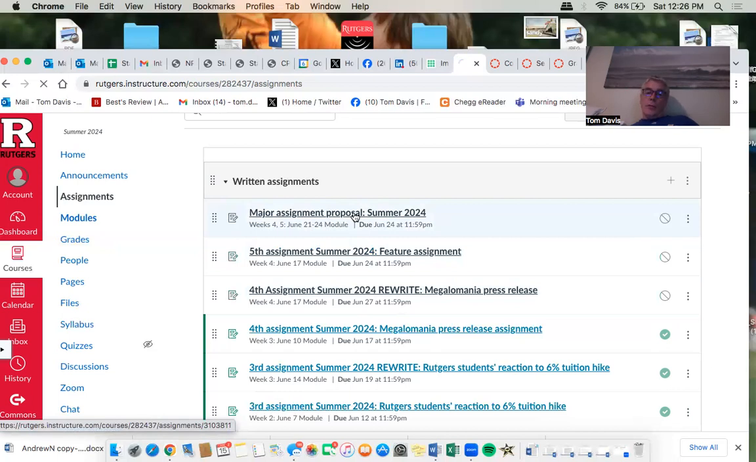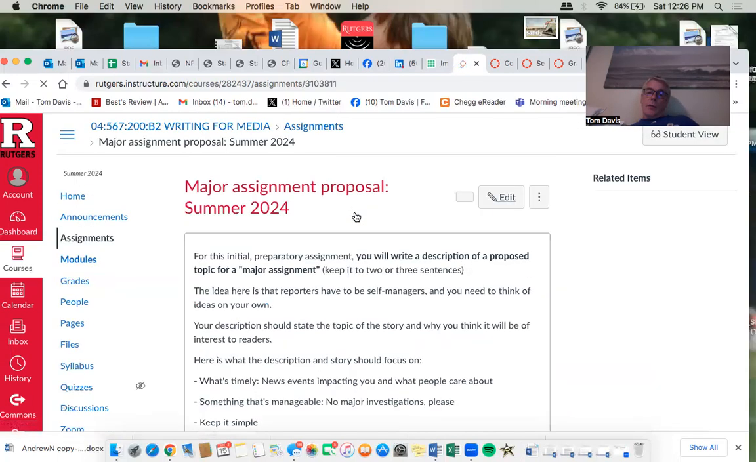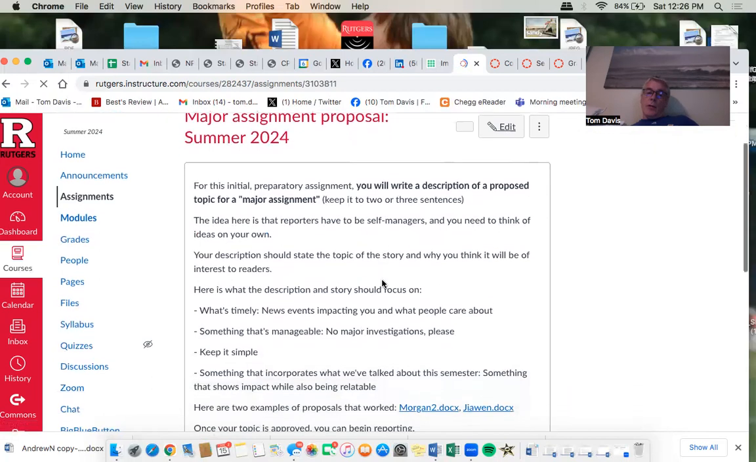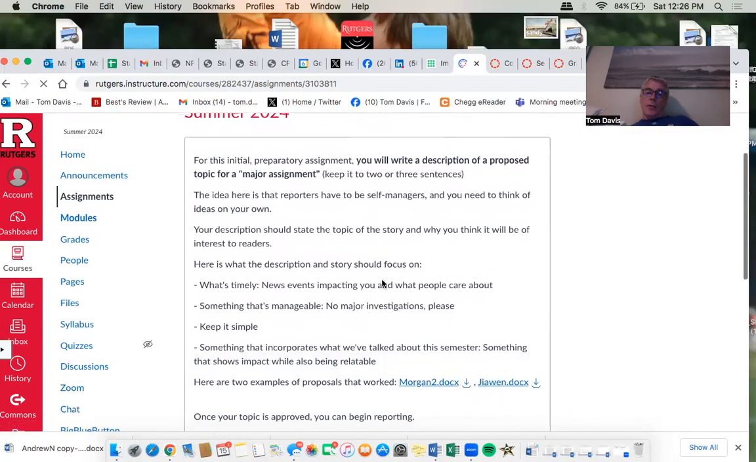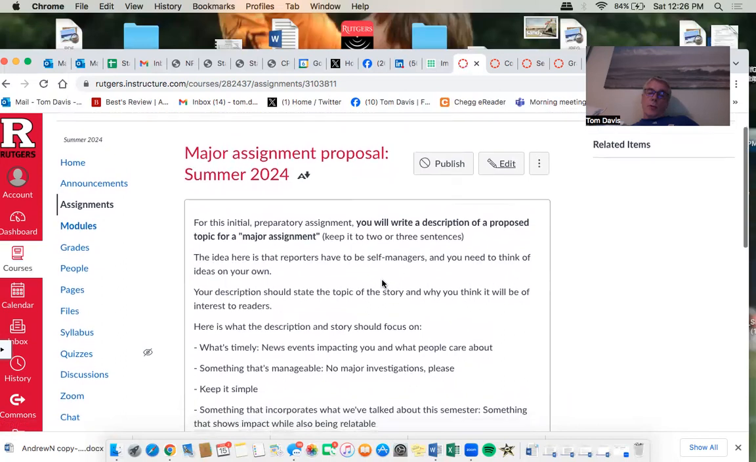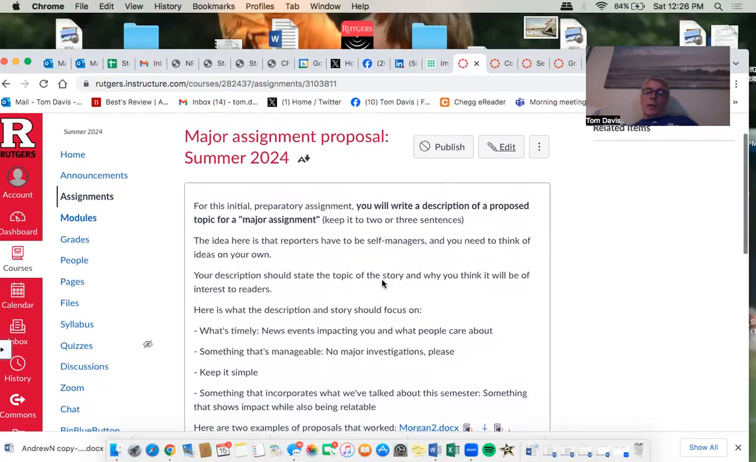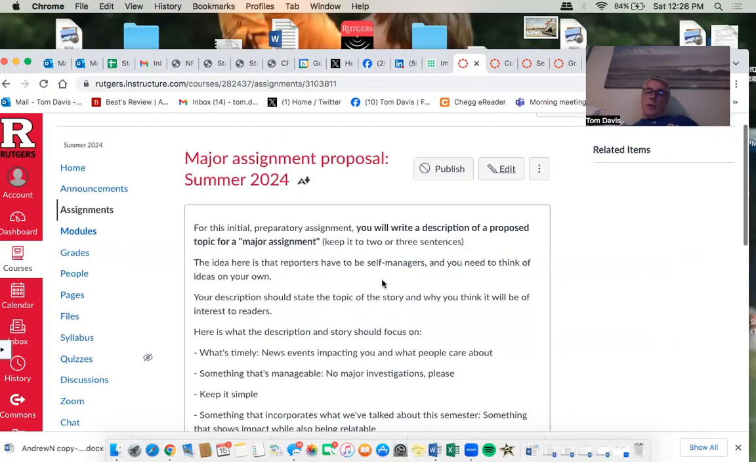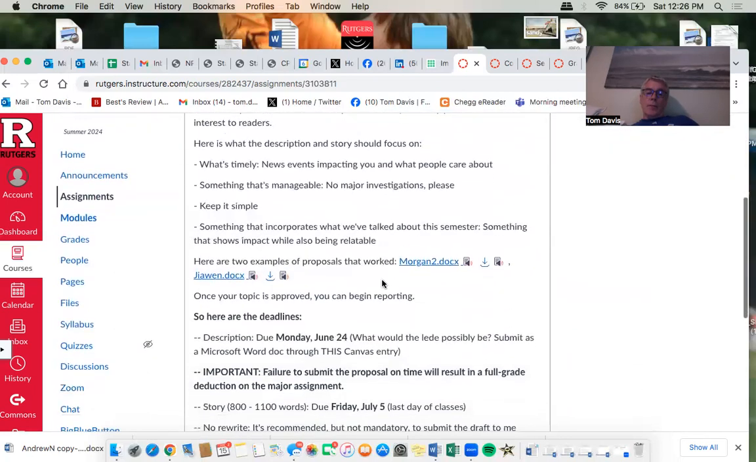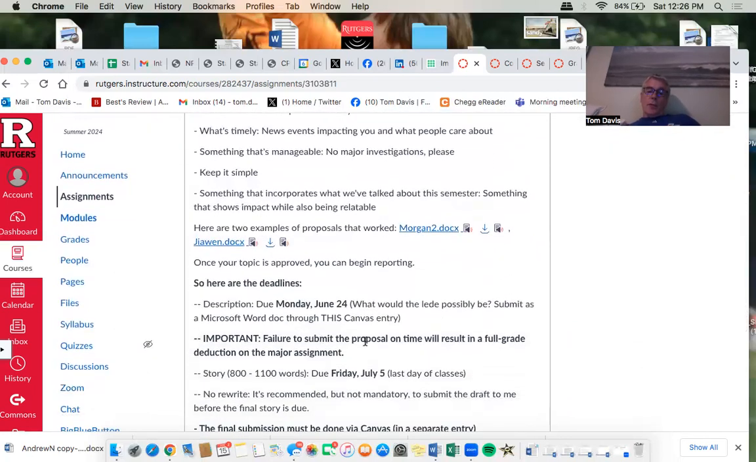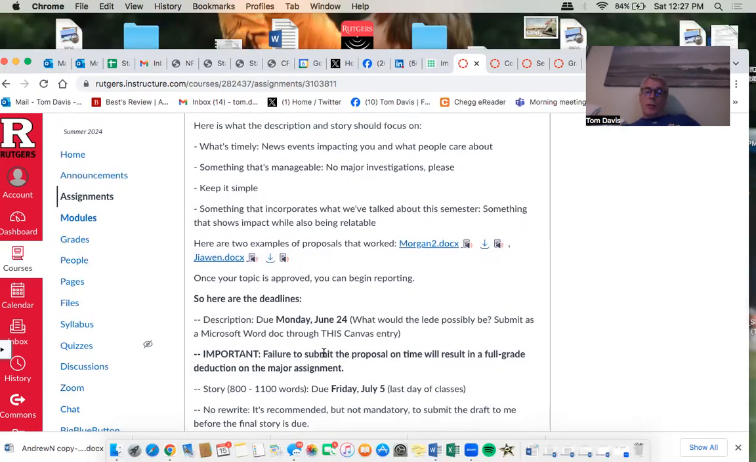And then we have something that's due on Monday, a week from today, which is another reason why I've staggered the deadlines here, with the Megalomania rewrite coming in on Thursday. You have a proposal that's due. It's not graded, but it's mandatory that you actually submit this, okay? And if you fail to submit this proposal on time, it is a full grade deduction on the major assignment, okay?